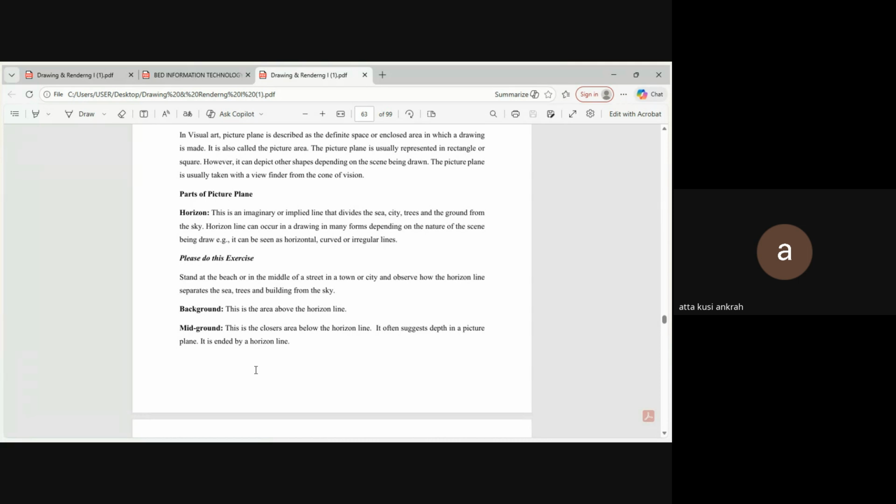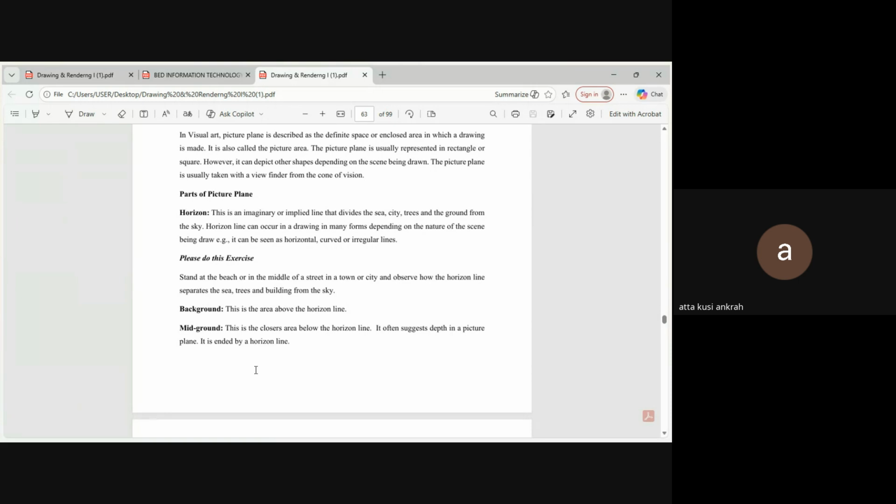On the picture plane, we can see the horizon. So when you are drawing and you realize that the surface or the background or the foreground is meeting the sky, what do we call that? The horizon. A horizon line can occur in a drawing in many forms depending on the nature of the scene being drawn. It can be seen as horizontal, curved, or irregular lines. Then the background is the area above the horizon line. You will see examples of all these.